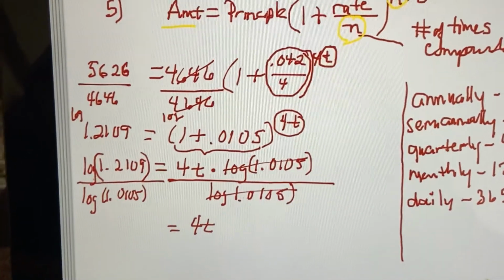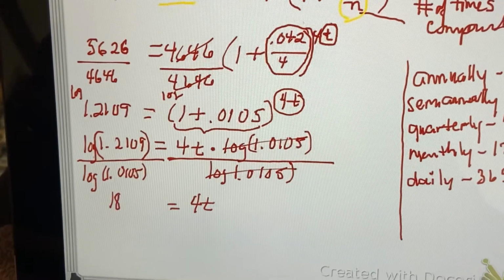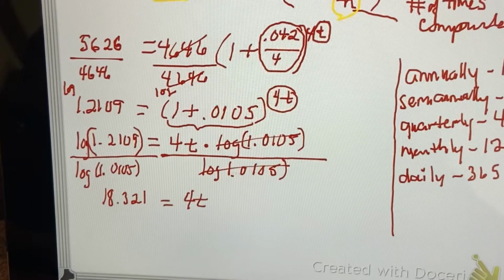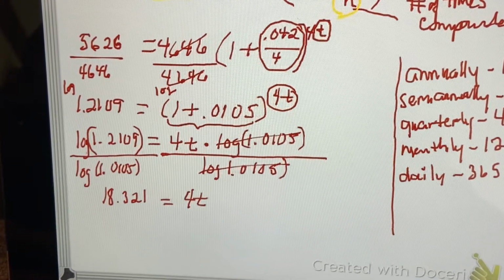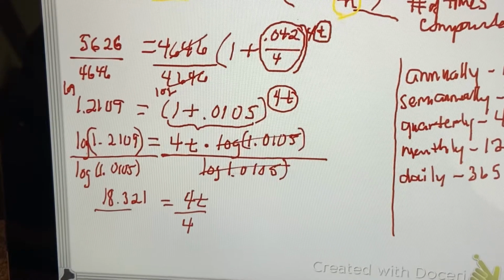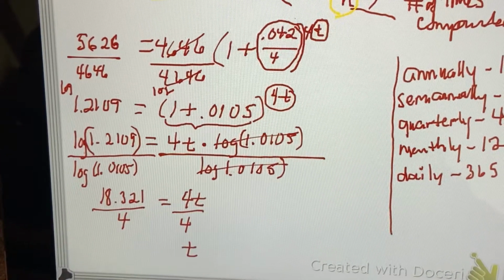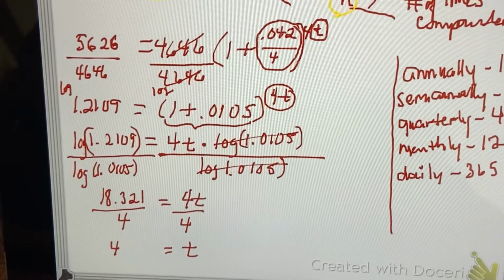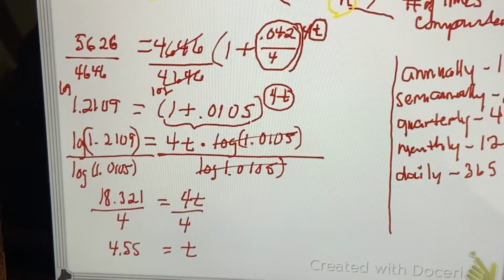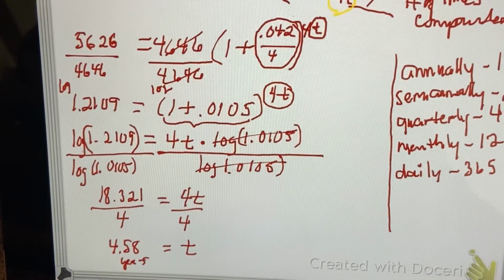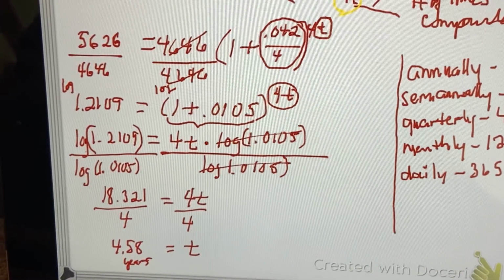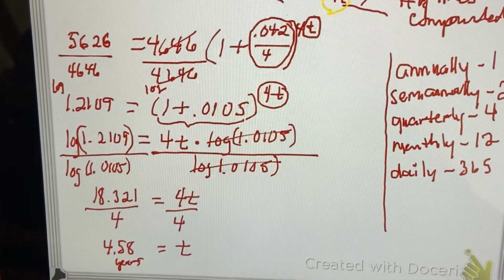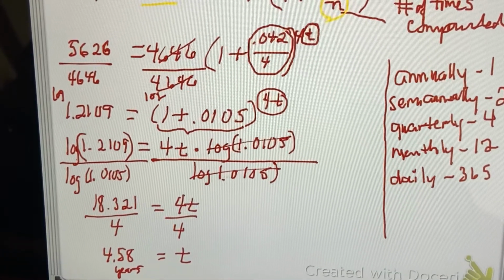And I get 4t equals, and this comes up to be on the left-hand side, 18.321. I'm not quite finished. I want to find t. So I'm going to divide by 4. So t is equal to, and it says round to 2 places, 4.58, and time is in years. So it's going to take him a little over 4.5 years in order for him to gain the amount of money to be 5,626.